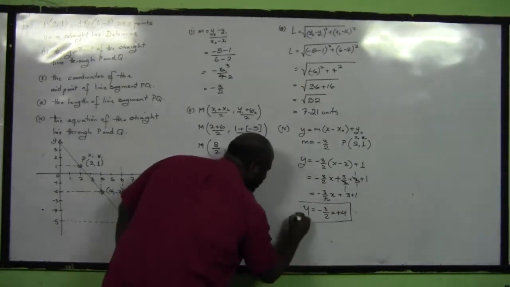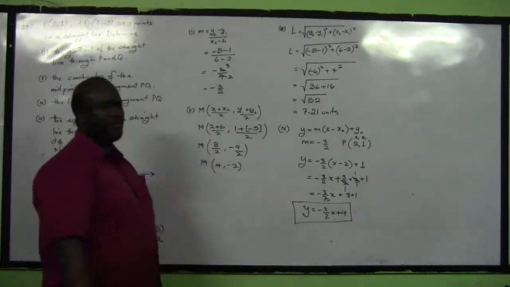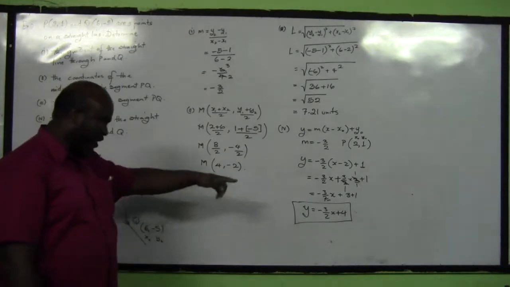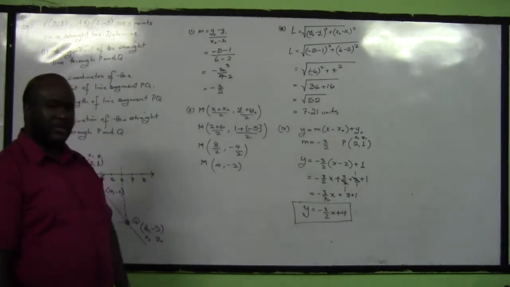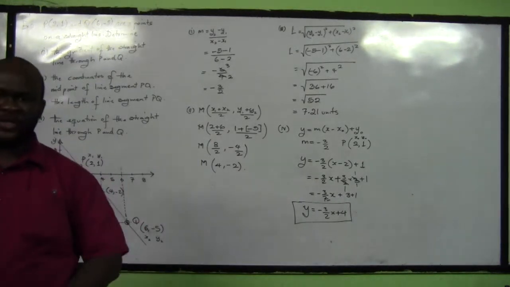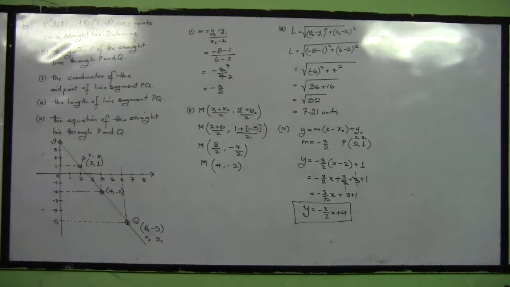This is the equation of a straight line through P and Q. Remember, that's what we got from inspection, and calculation also agrees.